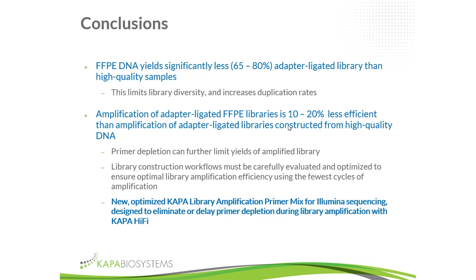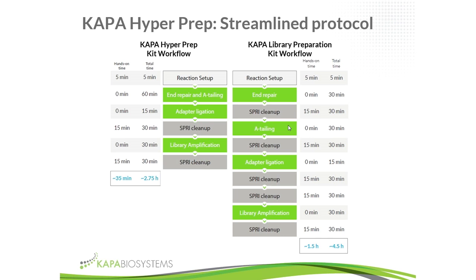And so this has prompted us to develop a new library amplification primer premix. This is at this point available just for Illumina libraries, where we reformulated the primer premix to make sure that the primer concentration is high, the primers are formulated optimally, and the ends are protected against exonuclease activity, so that we don't run out of primers during the amplification reaction with KAPA HiFi. But we've done more than just that. As I said, amplification efficiency is actually a fairly simple problem to solve.